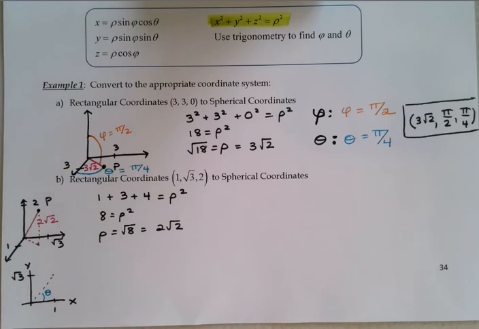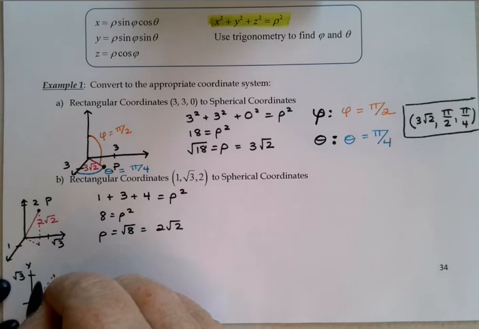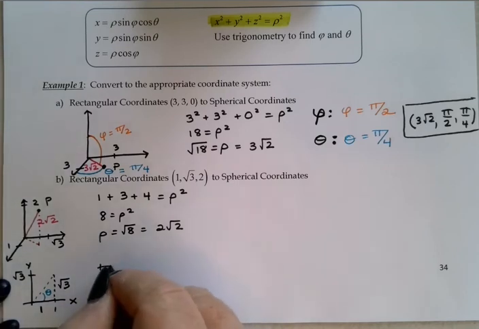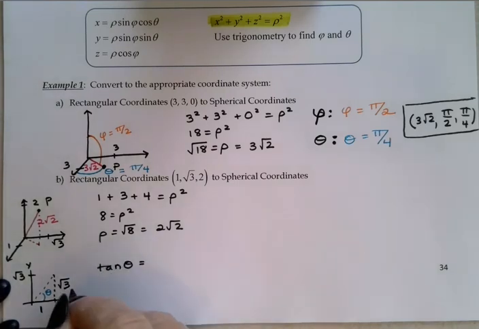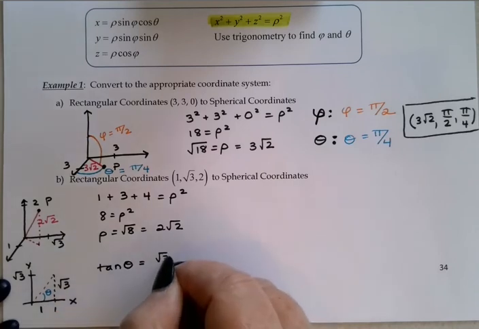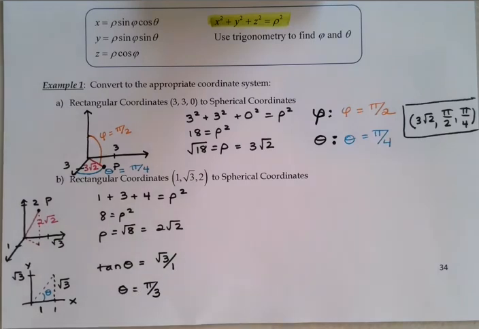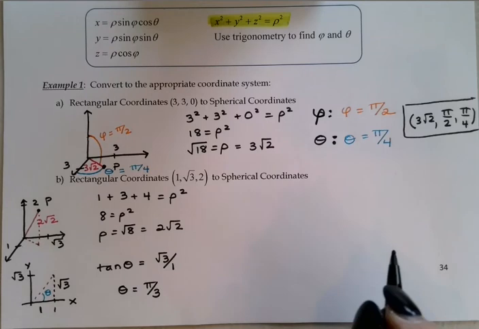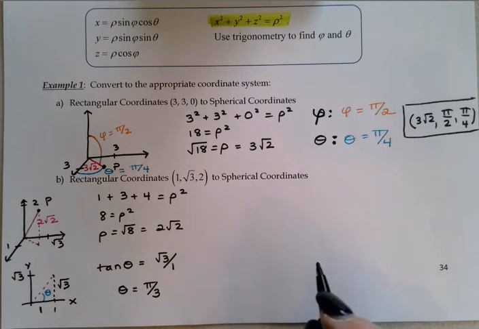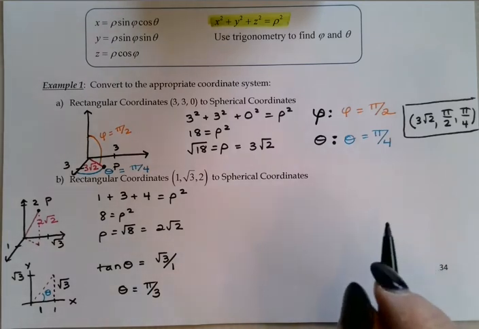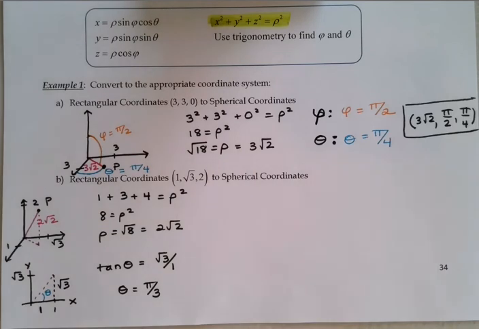If I go ahead and kind of finish my triangle here, what I have is a triangle with a height of the square root of 3 and a base of 1. So I do know that the tangent of theta is the square root of 3 over 1, or just the square root of 3, which means that theta is going to be pi thirds. All right, what about phi? Well, let's see if we can do a little bit more trigonometry to calculate the value of phi.